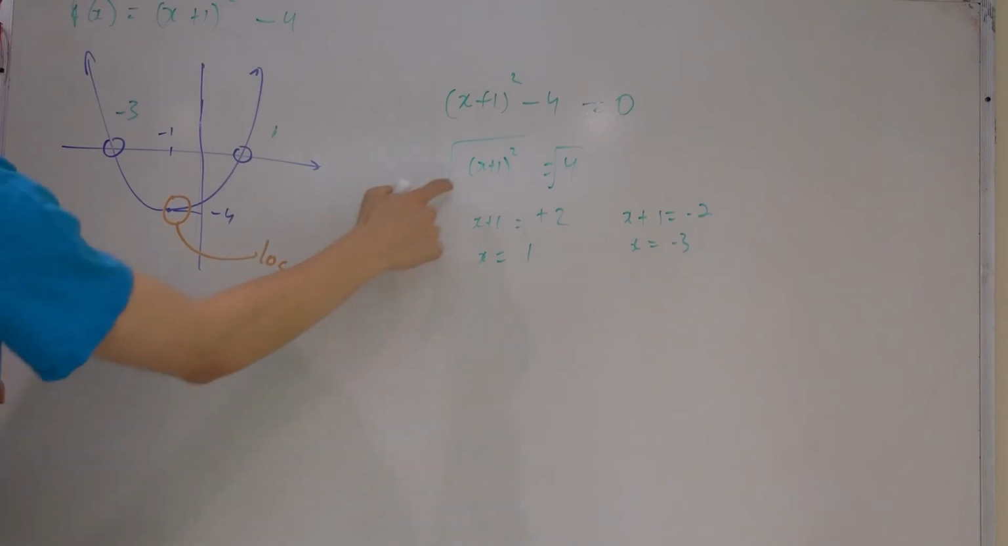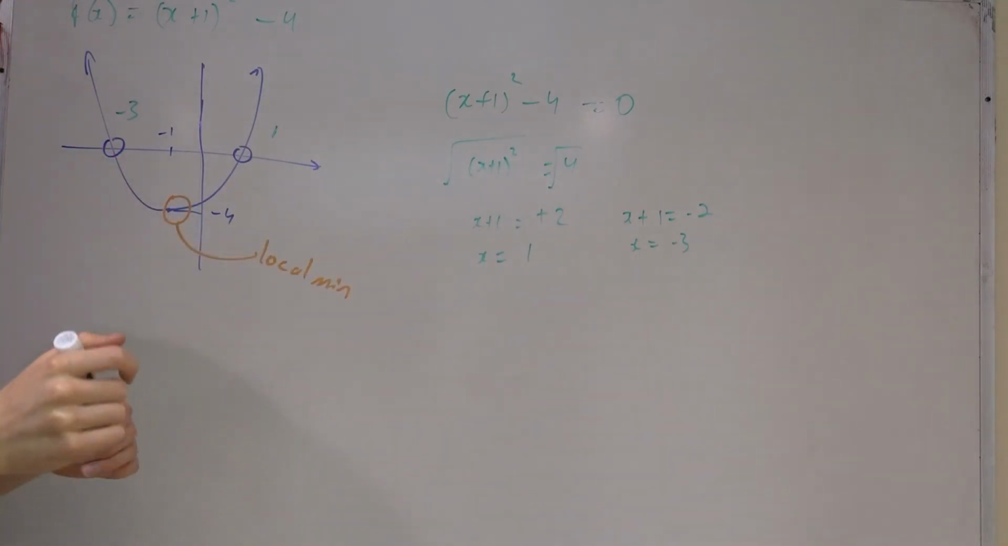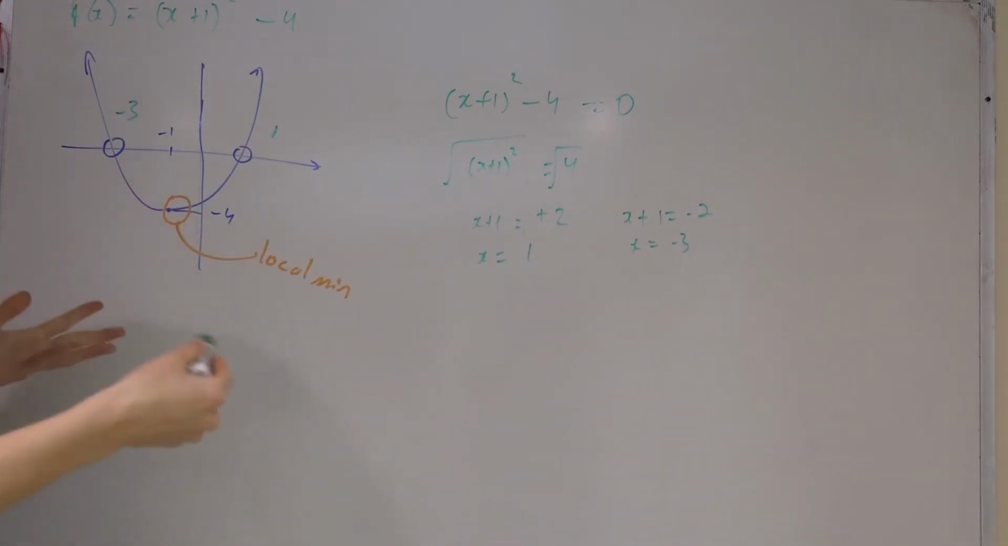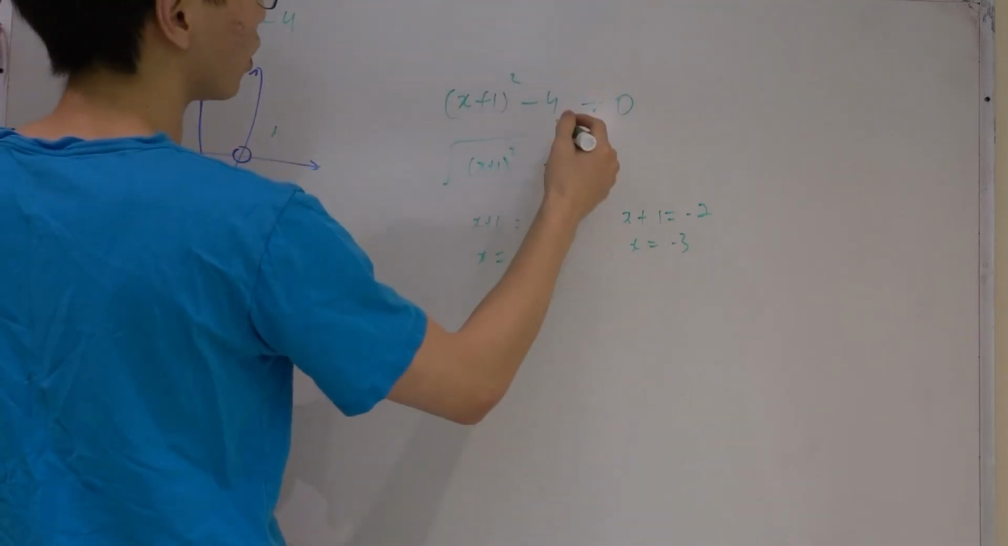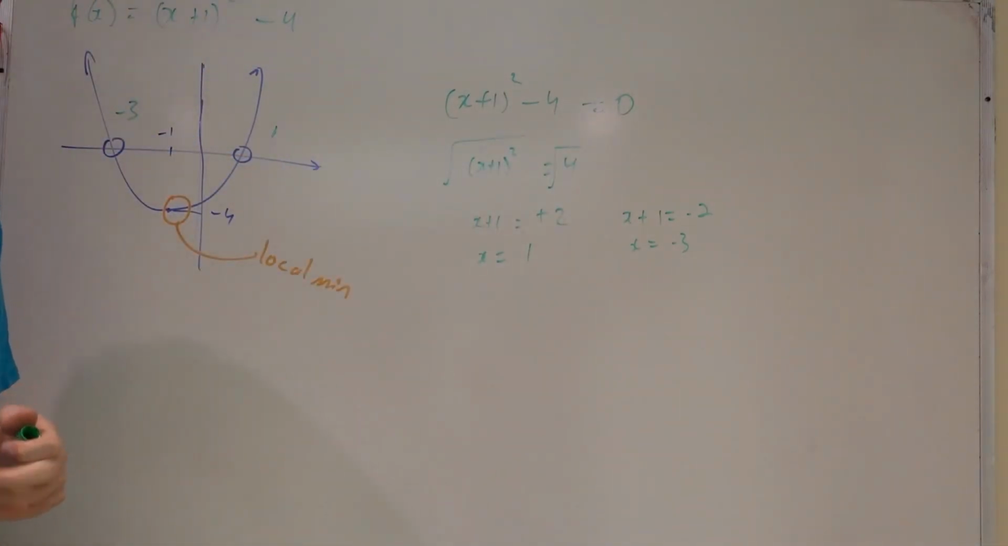Watch how I was very careful with the square rooting. You don't want to be making a mistake with this, right? For example, you can't take a square root first and then move the 4 over to the other side. It doesn't work like that.